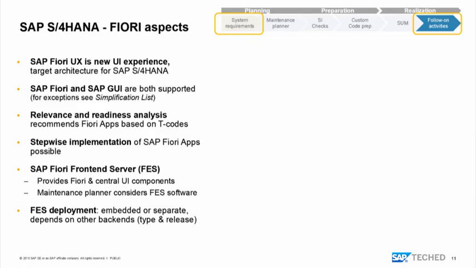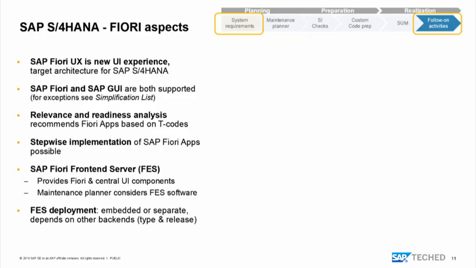So one slide on the Fiori aspects. It is the new user interface experience, and it's called the target architecture of SAP S/4HANA. That is one example where we have different UI technologies, but we target one, and that is SAP Fiori. The SAP GUI is still supported. There are some exceptions. Specific transactions that you may have used in ERP are no longer available, and this is listed in the simplification item list as well.